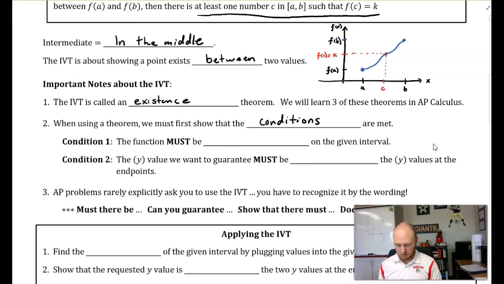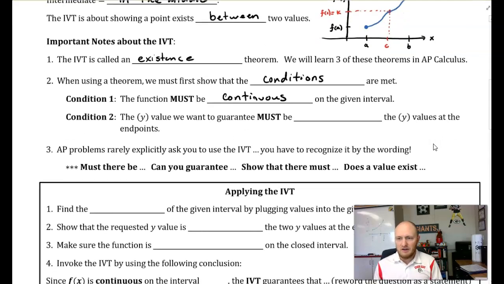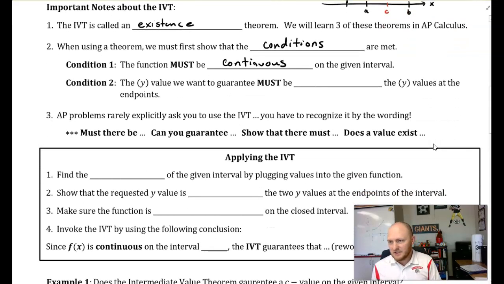So what are the conditions? Well, first of all, I told you that the function must be continuous. That is condition number one. Whew! Tripping up over all these C words. Condition number two, the y value we want to guarantee must be between the y values at the endpoints.